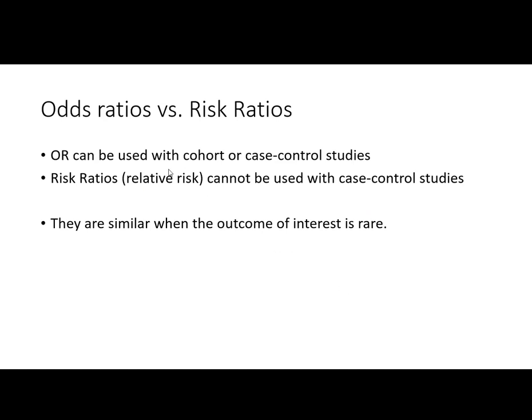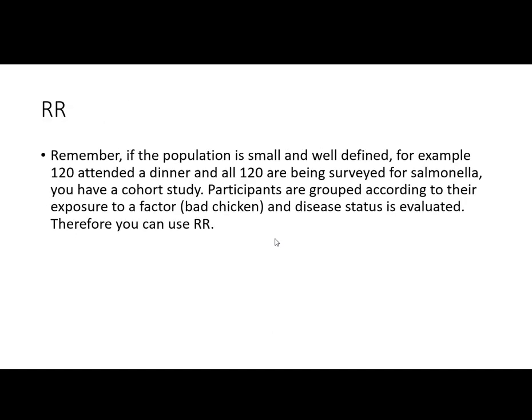Odds ratios can be used with cohort or case control studies. Risk ratios or relative risk cannot be used with case control studies. They are similar when the outcome of interest is rare. Remember risk ratios. If the population is small and well defined, for example, 120 people attended a dinner and all 120 are being surveyed for salmonella, you have a cohort study. Participants are grouped according to their exposure to a factor, bad chicken, and disease status is evaluated. Therefore, you can use relative risk.